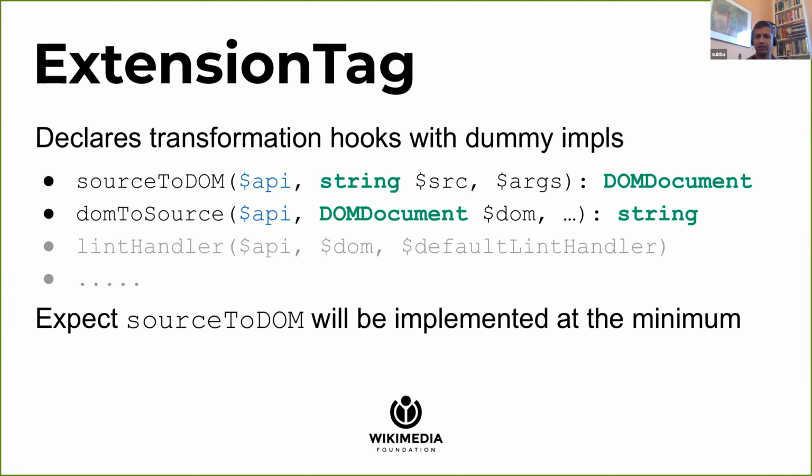And the extension tag class defines the transformation hooks with some dummy implementations. Currently there are just transformations defined: source to DOM and DOM to source. As the green highlights indicate, source to DOM takes a string and you return a DOM. DOM to source takes a DOM and returns a string. And we expect that most extension tags will implement source to DOM at the very minimum.